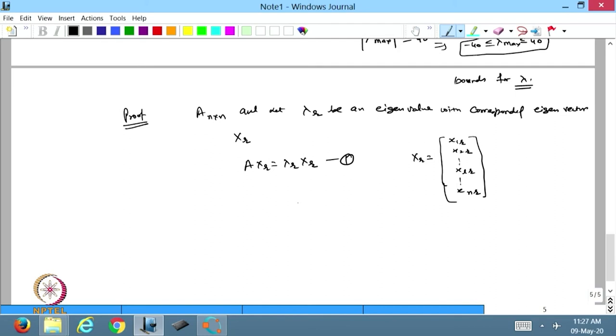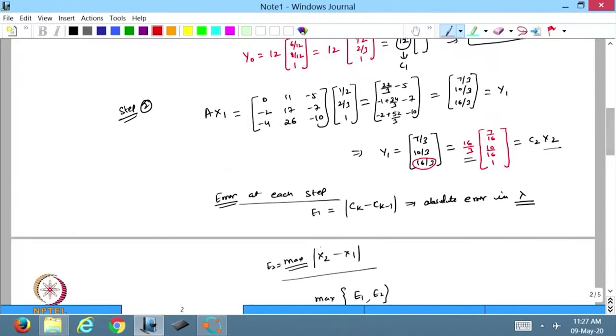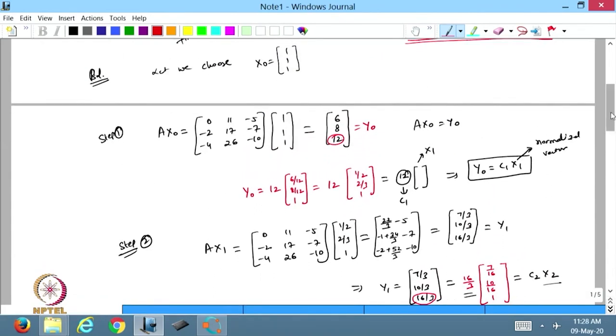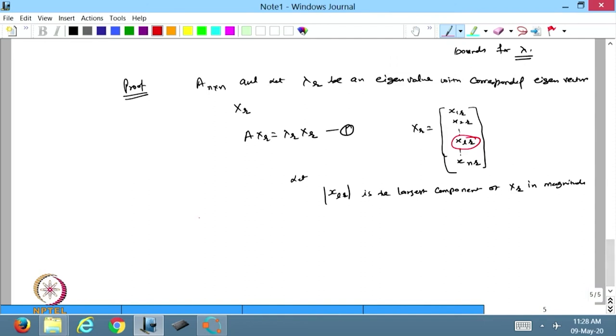Now, let the modulus of x l r be the largest component of x r in magnitude. So, suppose this is the largest component, like in the previous one we have seen, like 16 by 3 earlier, 12. So this is the largest component, and that is why L has been taken. So this is x L r, meaning this is the rth vector and L is the largest component of it.